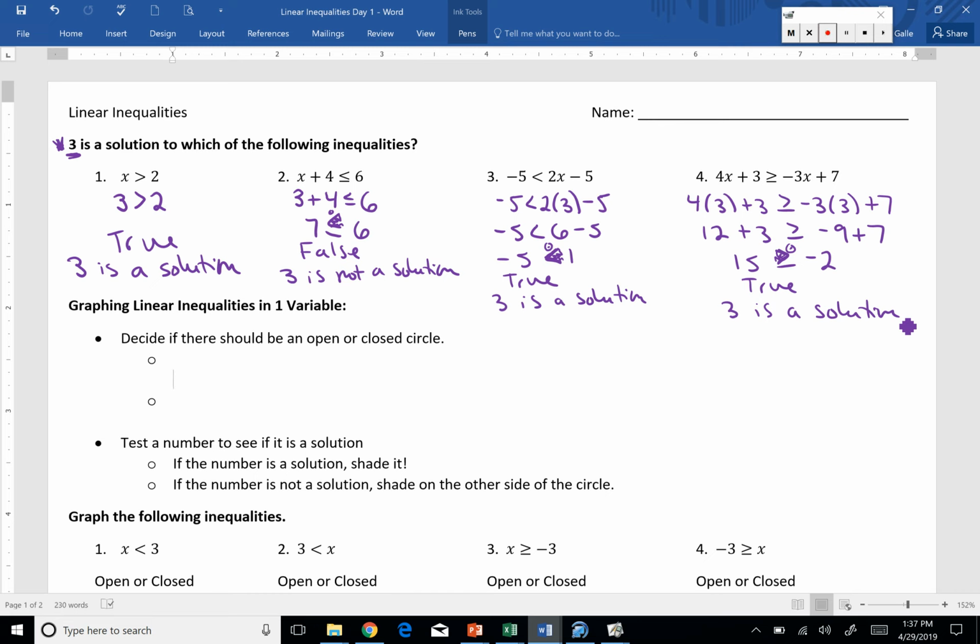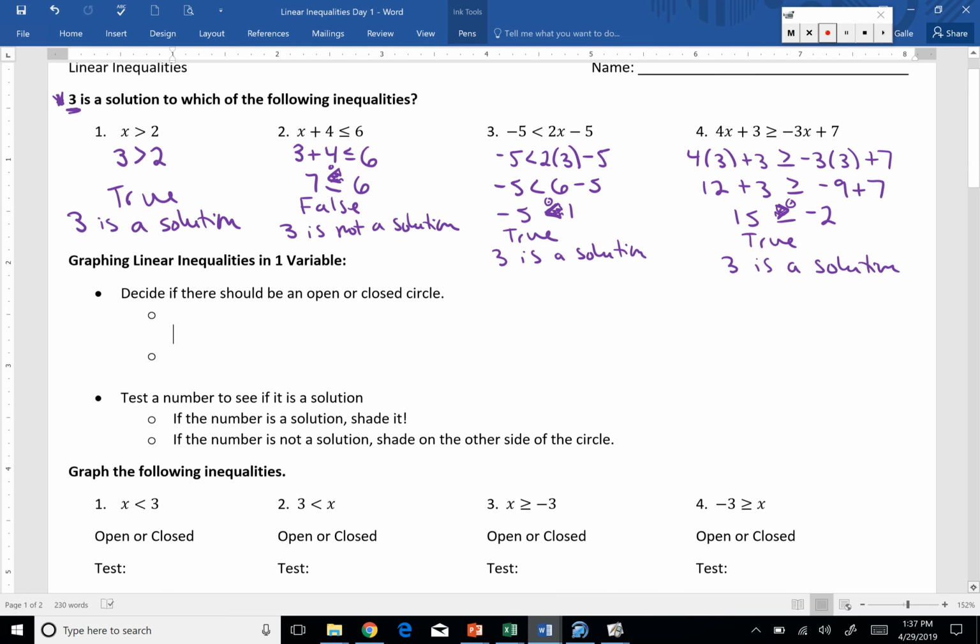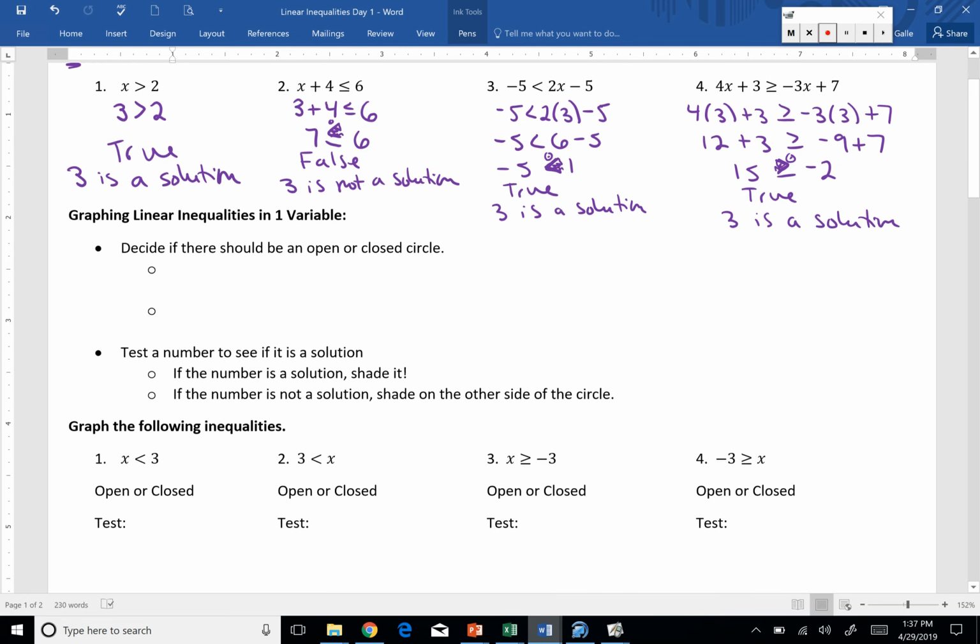The other piece that's going to help us, besides the checking, is the graphing on a number line. When I go to graph my inequalities on a number line, the first thing I need to decide is, am I going to do an open circle or a closed circle? Does anybody remember? We worked with inequalities this year. I know you worked with them last year. Does anybody remember, how do I tell if it's open or closed?